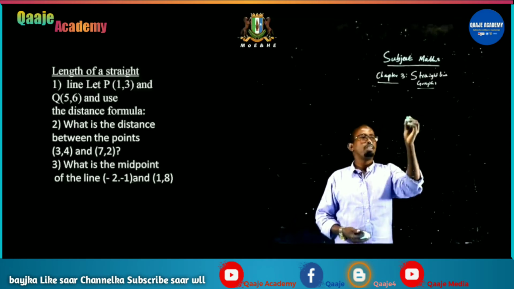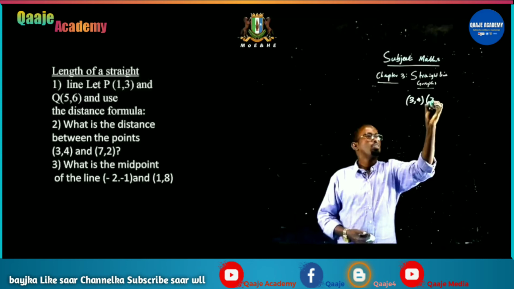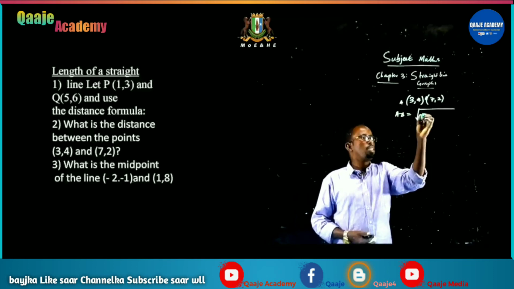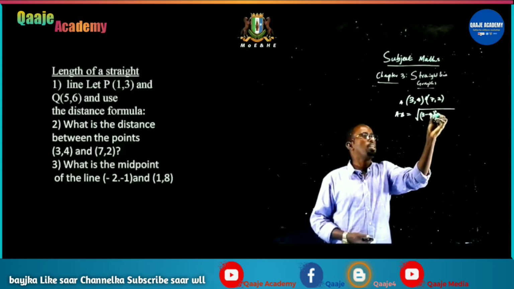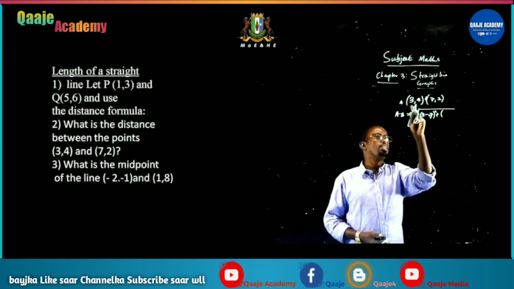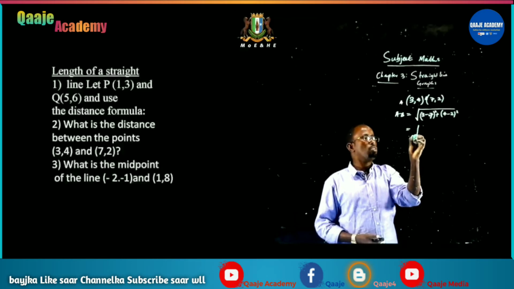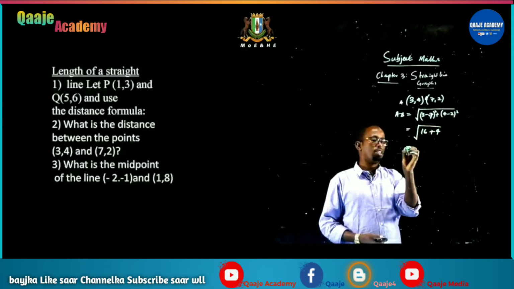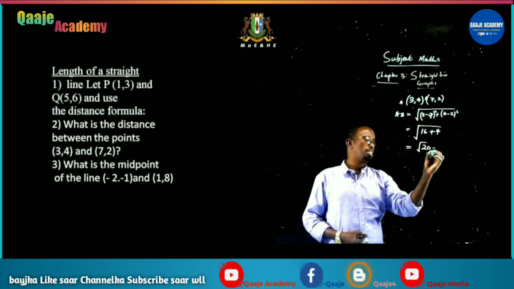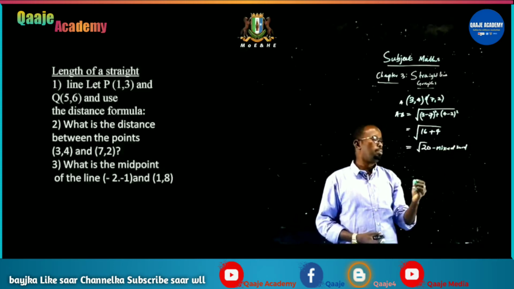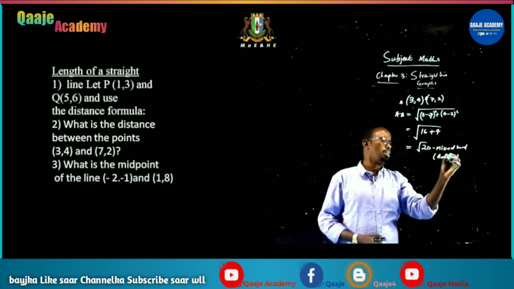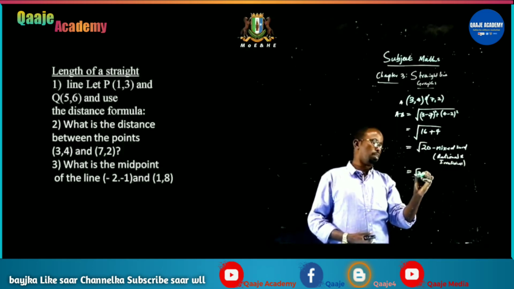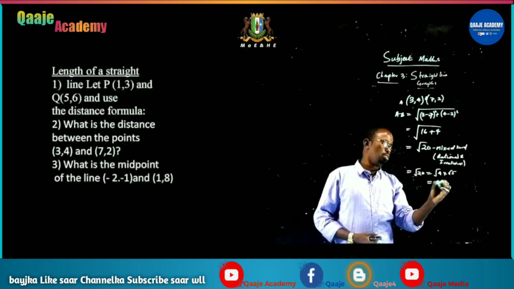Question number 2. We have (3, 4) and (7, 2). Length of the line, call these A and B. So AB will be equal to root of (x1 minus x2) squared plus (y1 minus y2) squared: 3 minus 7 squared, and 4 minus 2 squared. You get root of negative 4 squared, which is 16, plus 2 squared, which is 4. And then you get root 20. Root 20 is an example of a mixed surd. A mixed surd means a rational number and an irrational number together. So root 20 can be written as root 4 multiplied by root 5, and then you get 2 root 5 units.